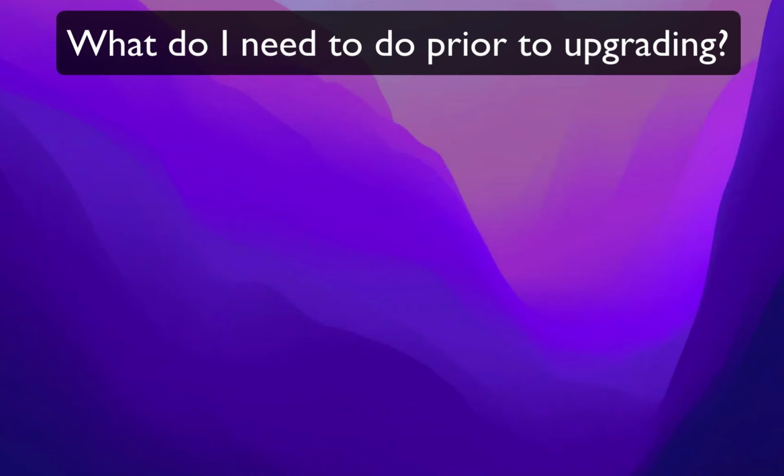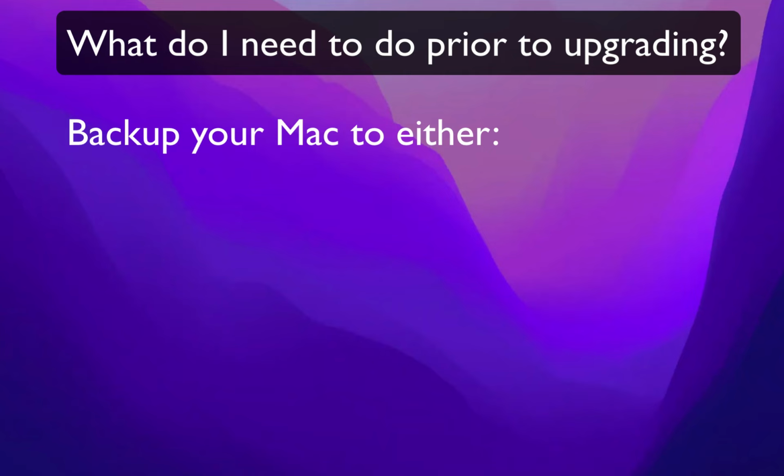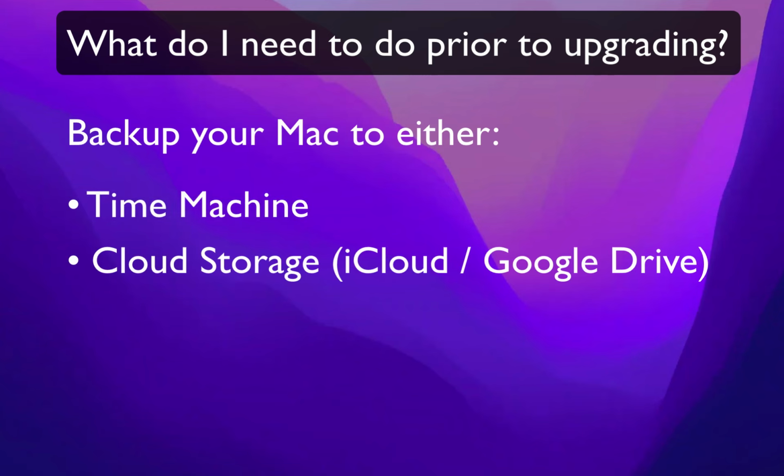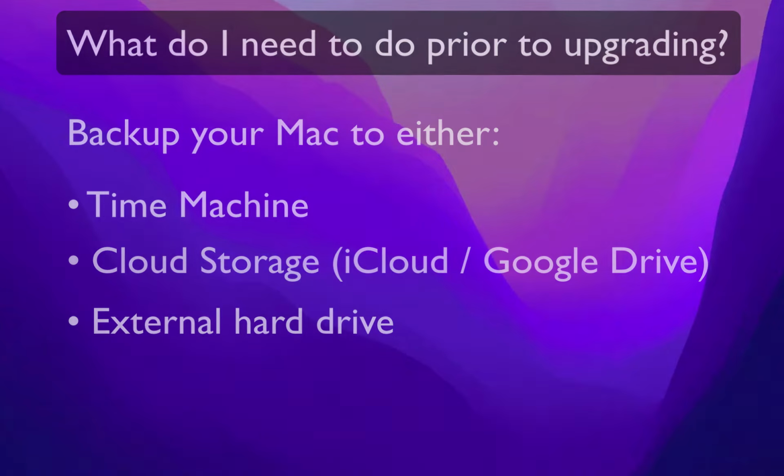So what do I need to do prior to upgrading? Well, firstly, you need to back up your files. I can't stress how important this is at this stage, because if you go through the rest of this clean install and don't back up your files, you will lose everything. What I suggest you use is either Time Machine, which is built into all Macs, a cloud storage service such as iCloud or Google Drive, or just a traditional backup where you copy your files to an external hard drive.